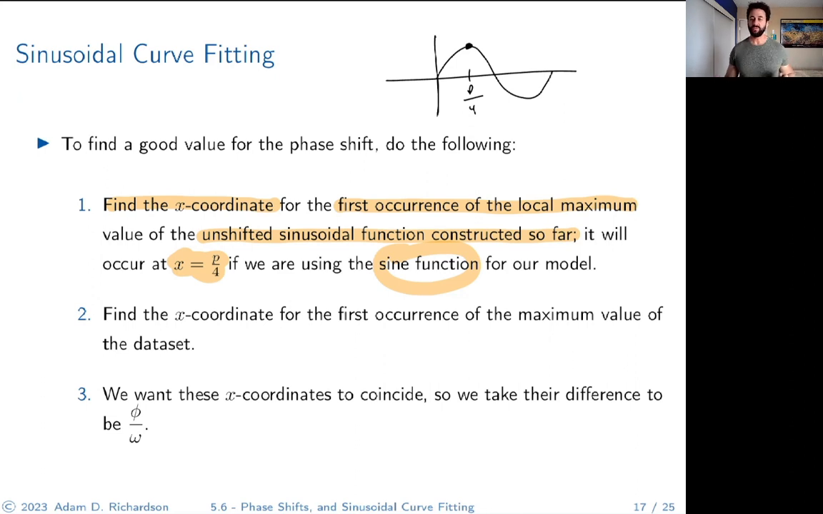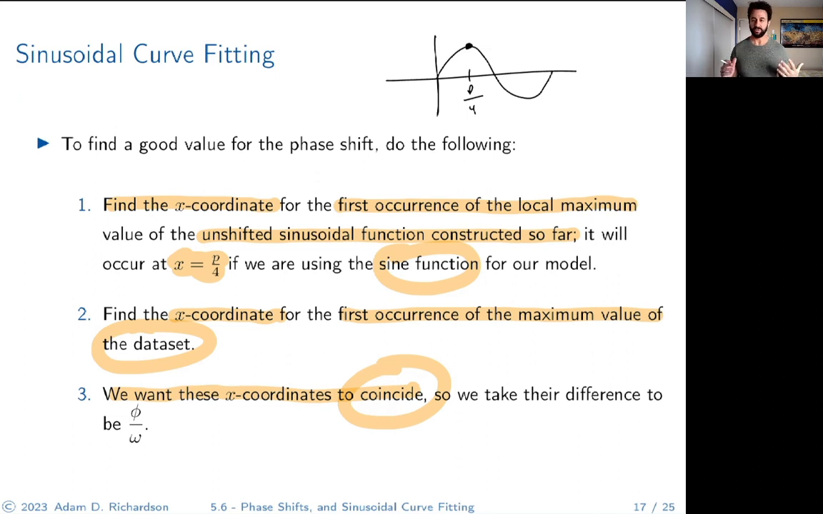Okay, so now that you know where the first maximum occurs of your model, then you need to find the x coordinate for the first occurrence of the maximum value of your data, of the data set. So where is the first local maximum of the data set? Now, once you know that, what we want is for these x coordinates to coincide. So we're going to take their difference to be the phase shift. Their difference is going to be the phase shift.